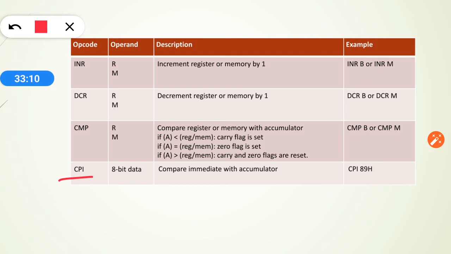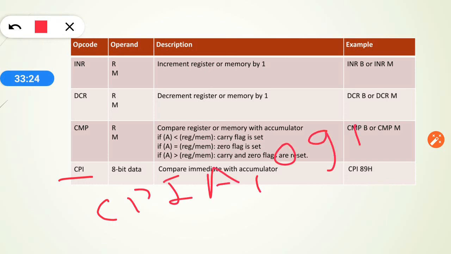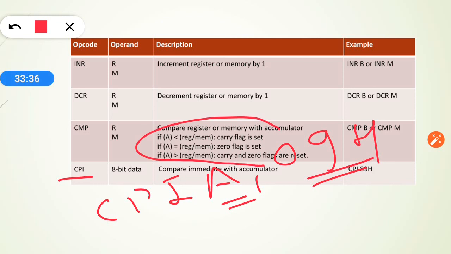Last is CPI, right? This command is used for comparing your user input 8-bit data with accumulator data. Suppose I am writing CPI 09H. It is nothing but the comparison of data from A and this direct data 09H. Again, depending upon the result of the operation, the CY bit or Z bit becomes set or reset, and after seeing the values of the carry flag and zero flag, we can say whether A is greater than 09, less than, or equal to.